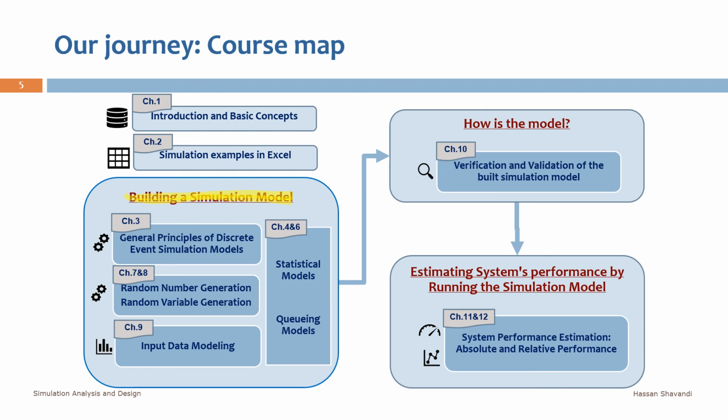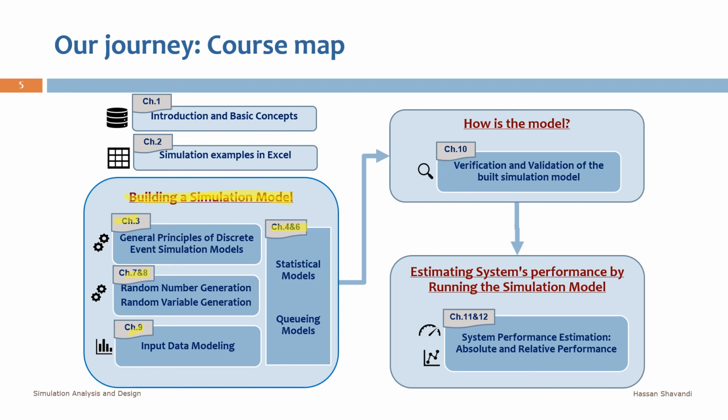Chapters 4 and 6 are somehow supportive knowledge. I mean, statistical models and queuing models. So they are somehow background theory for simulation. But chapters 3, 7, 8, and 9, these four chapters are special chapters for building a model. So in these four chapters, you will learn the required knowledge to build a simulation model.